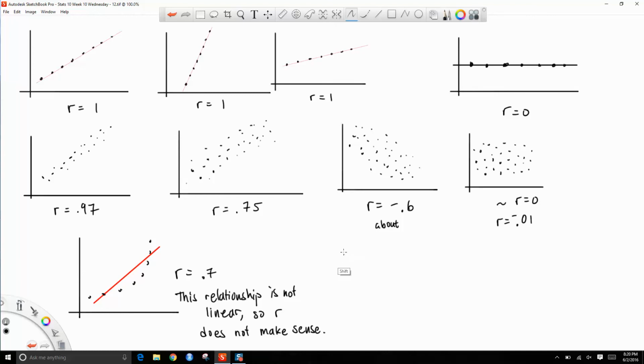Whereas, if we had data that looks like this, it would probably spit out R equal to 0, because it would try to fit something like this to the data. So both of these are nonlinear relationships. It does not make sense to use R in these cases.